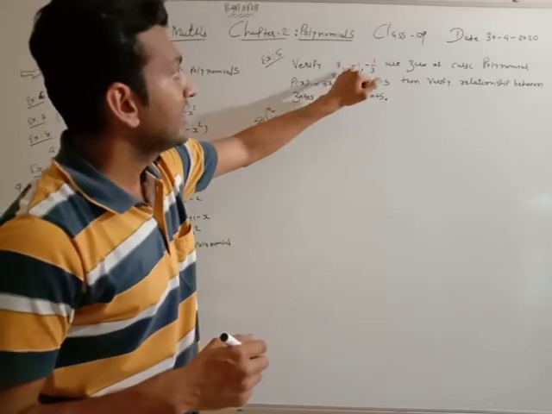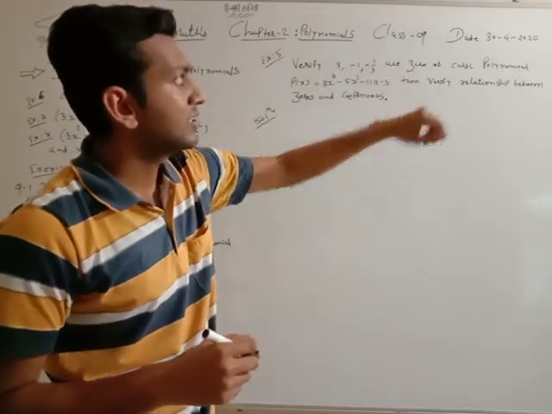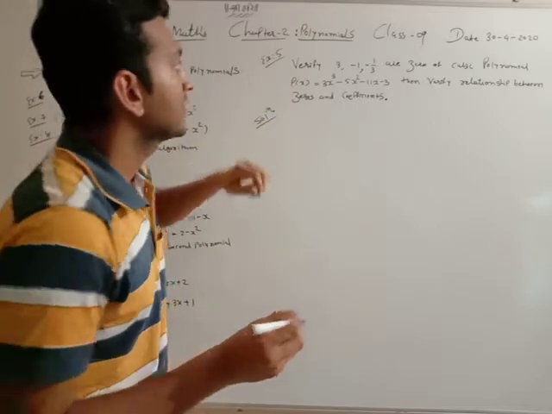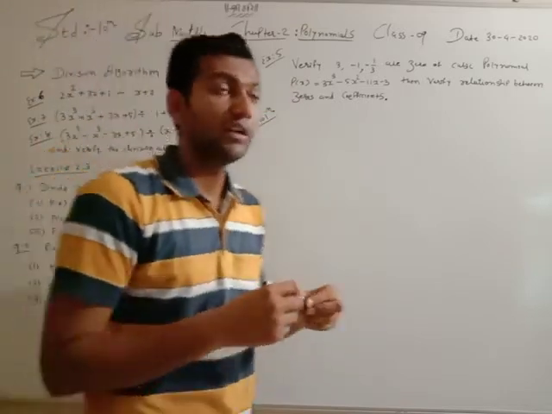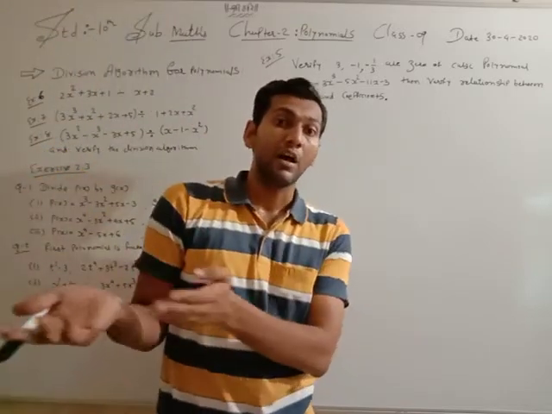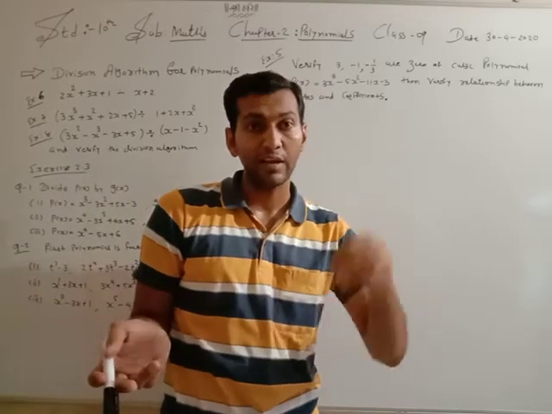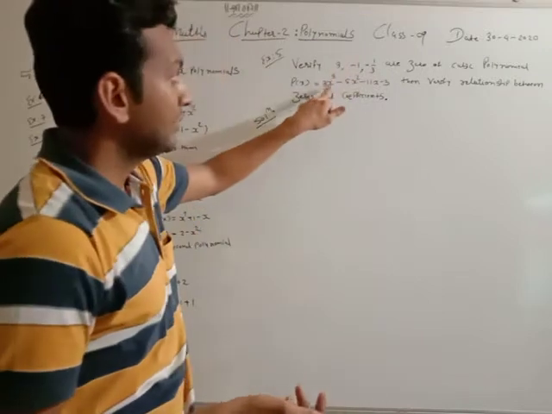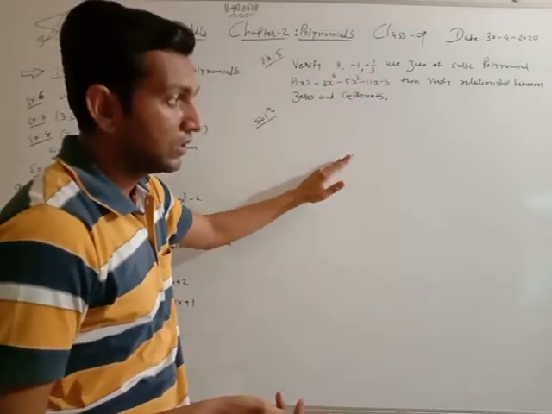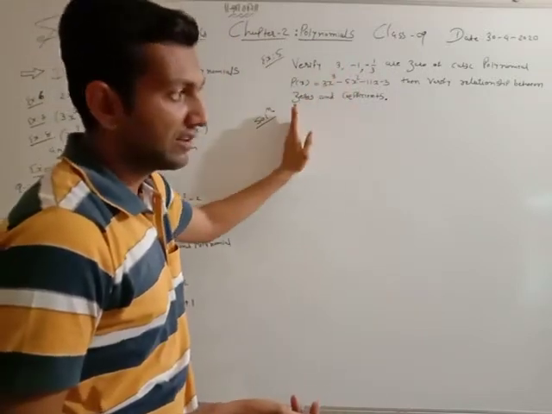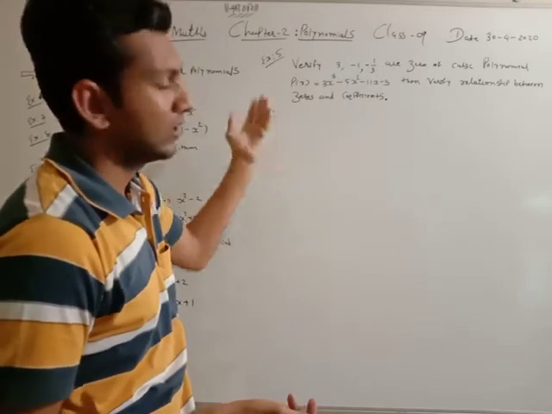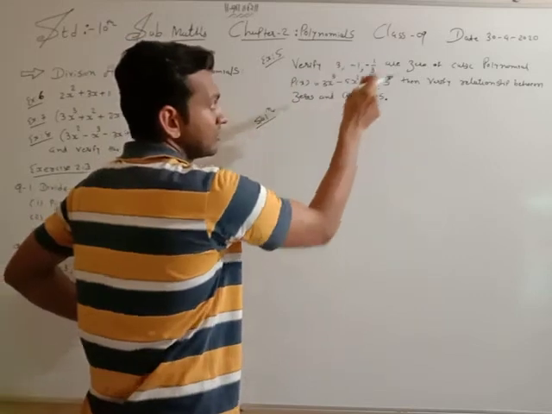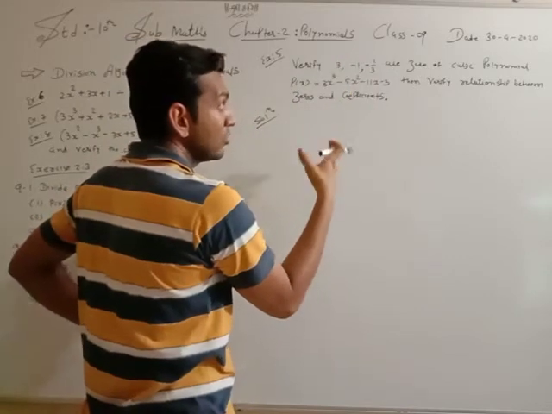Verify that 3, minus 1, and minus 1 by 3 are the zeros of the given cubic polynomial. First, how to check? You already learned this in standard 9. Suppose any value is given, and we want to know whether it is a zero or not. How to check? Put this value in the polynomial. If you get zero, then the value is a zero of the given polynomial, otherwise the value is not a zero of the given polynomial. Let's try. Are 3, minus 1, and minus 1 by 3 zeros or not?